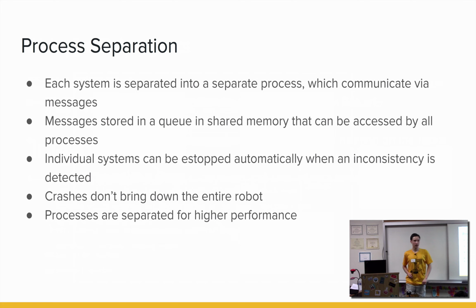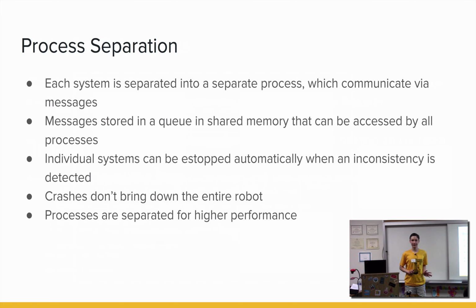But the way they communicate is with these messages, and these are implemented as a queue in shared memory. So that core process sets up a block of shared memory that all the other processes have access to automatically, and they can then publish to those queues, and then they can be read back by the other processes at a later time. And one of the benefits of this is that individual processes can crash or, if we e-stop them or something, they can be stopped independently without bringing down other parts of the robot.